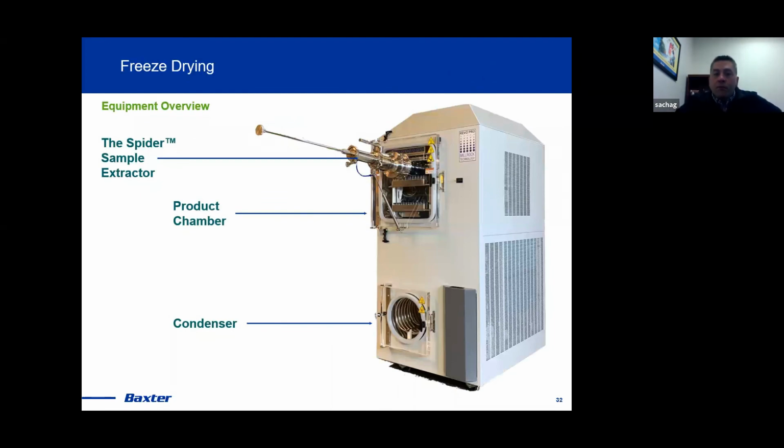So here's an example of a freeze dryer. It has a sample thief on there and on your product chamber. And then here's your condenser. So water flows from your product chamber to your condenser.